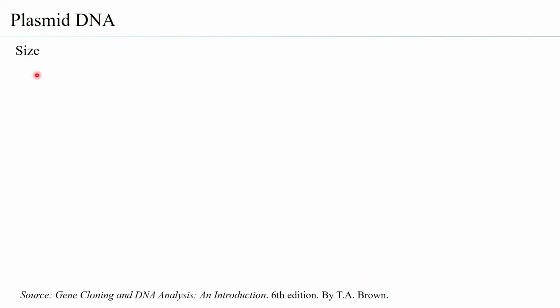Now, size again is of prime importance to be considered as a vector. The ideal size is about 10 kb. If you have a plasmid DNA which is lesser than 10 kb, more better. Why is it better? Because the smaller the plasmid DNA is, the larger the size of the DNA insert can be. That means the DNA that can be inserted in the vector can be larger.